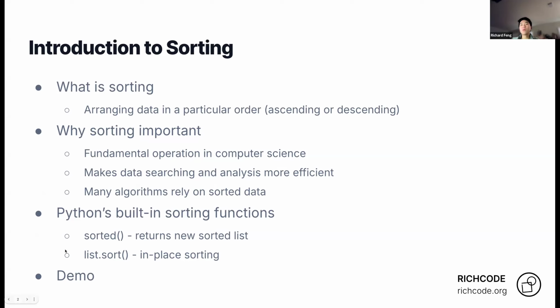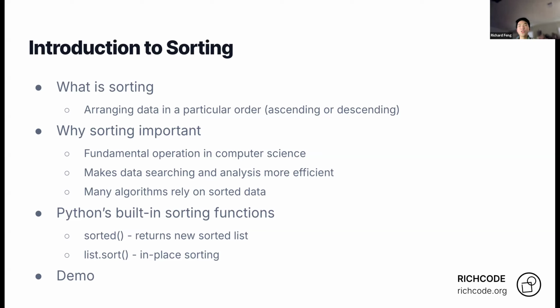So first, let's talk about what sorting is and why it is an important concept in computer science. When we're talking about sorting, we're usually referring to arranging data in a particular order. That could be either ascending order or descending order, and usually this is done with lists. Today we'll show you several different algorithms that can be used for sorting a list in Python. We'll also be looking at some code examples and writing our own sorting algorithms.